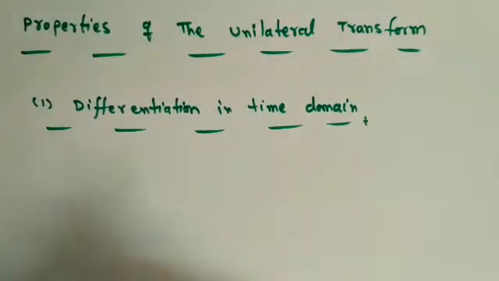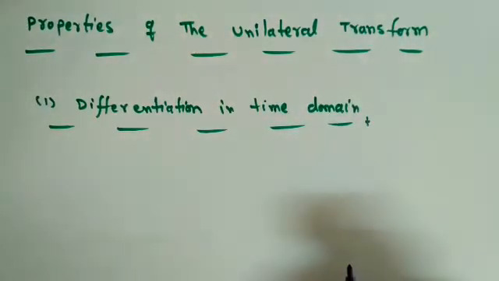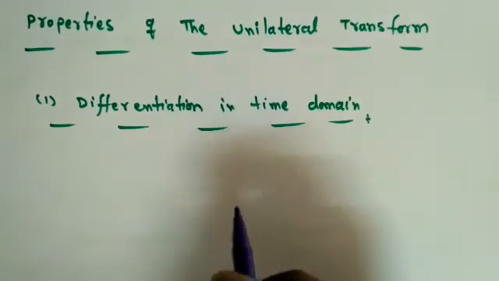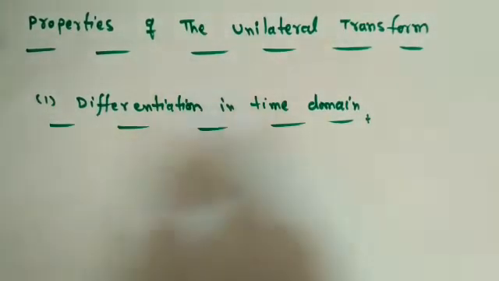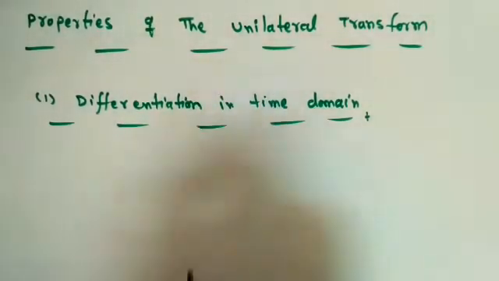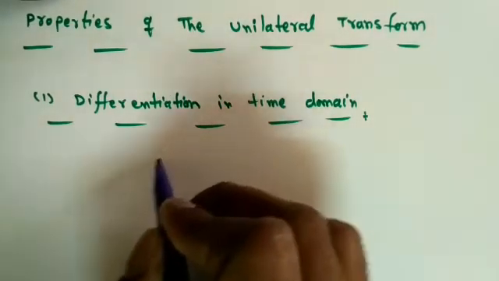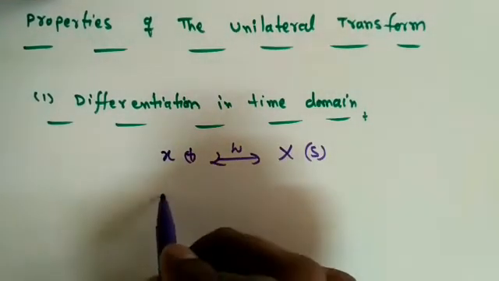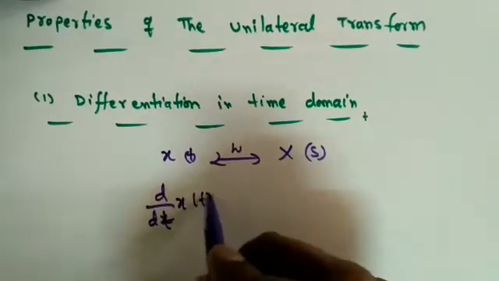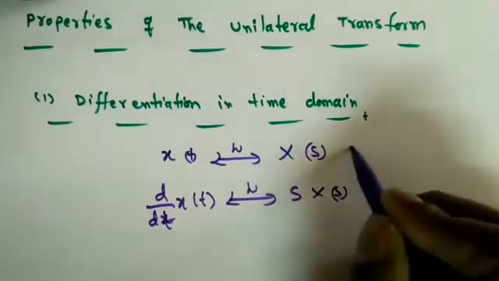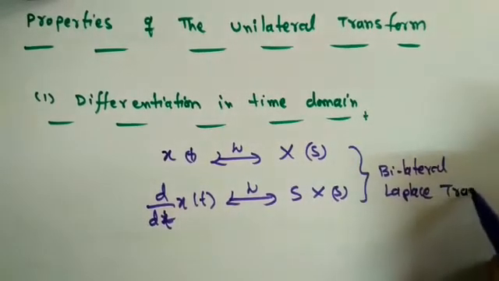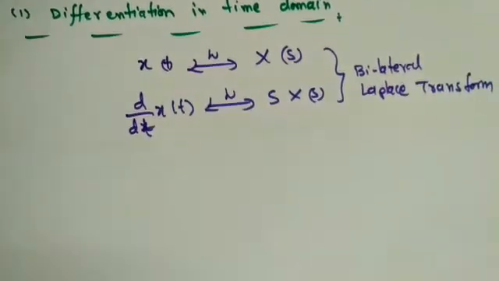Now we need to discuss the properties of the unilateral Laplace transform. All the properties are the same as for the bilateral Laplace transform, but three properties will change. The first is differentiation in the time domain. Suppose x(t) has a bilateral Laplace transform X(s). Then d/dt of x(t) becomes s X(s). These two are in the bilateral Laplace transform, but this is not the same in the unilateral Laplace transform, so we need to discuss that.